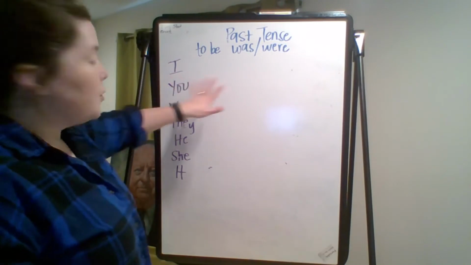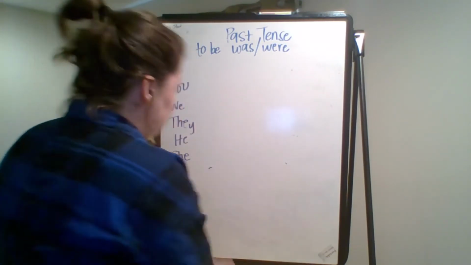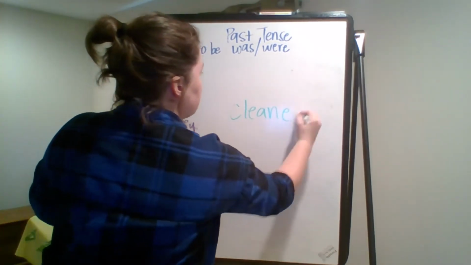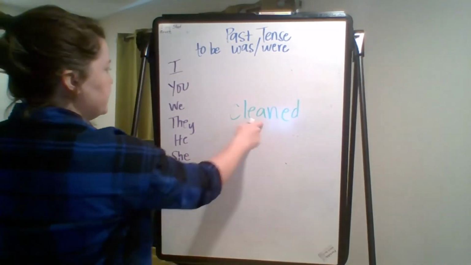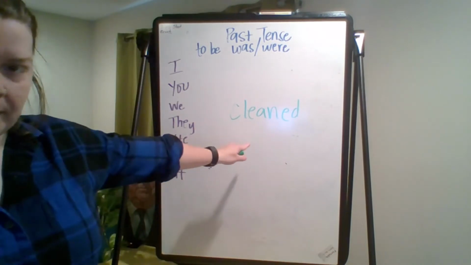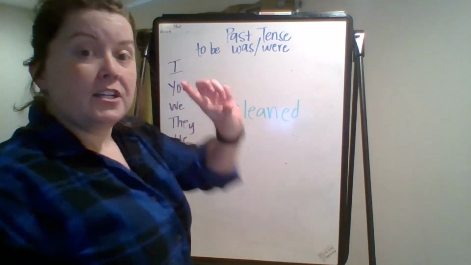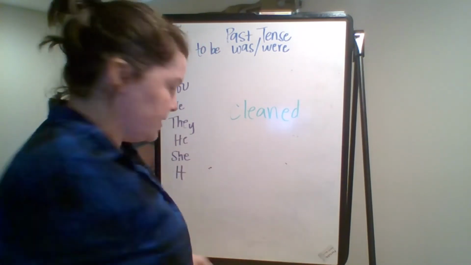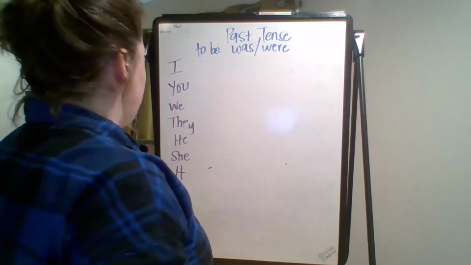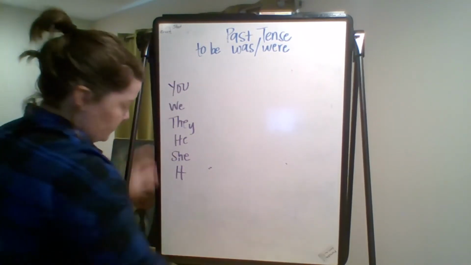So for regular past tense verbs and even irregular past tense verbs, most of them, it doesn't matter. So you can say I cleaned, she cleaned, they cleaned. It doesn't matter, right? All the people use the same verb, which is easy. But for the verb to be, it changes depending on the person that you're talking about.